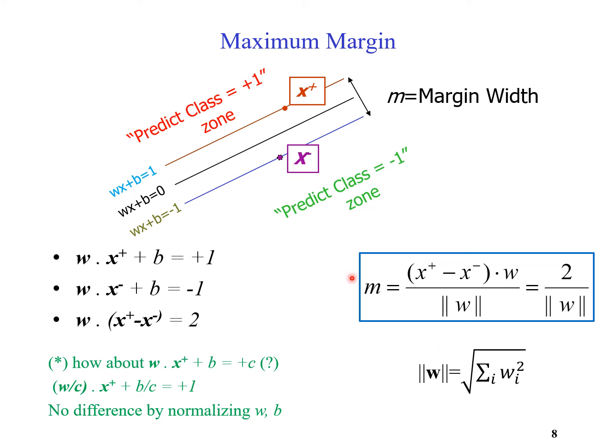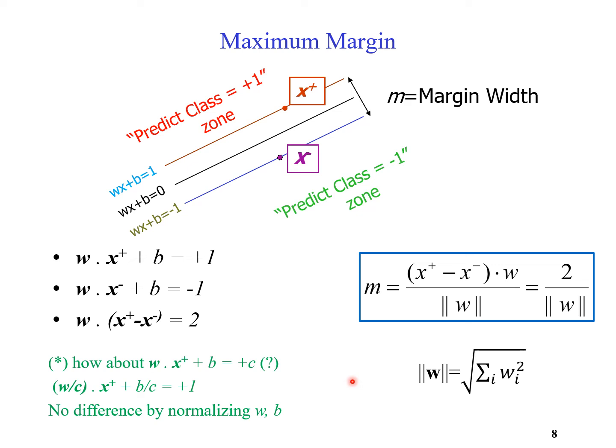So you want to maximize the margin. That's what SVM does. Then the definition of margin is given as this: 2 over the w norm, where the w norm is this. So that's the mathematical definition of margin. We're going to maximize this M in SVM.